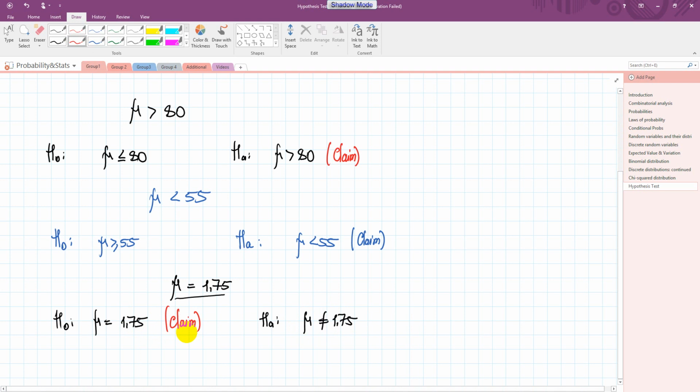For each given claim, first of all, we are going to construct the null hypothesis and the alternative hypothesis, okay? So if your claim has the equality sign, then it's going to be the null hypothesis, and you construct the alternative hypothesis by taking the complement of the statement. If your claim does not have the equality sign, then this is going to be the alternative hypothesis, and you construct the null hypothesis by taking the complement of the statement, okay?